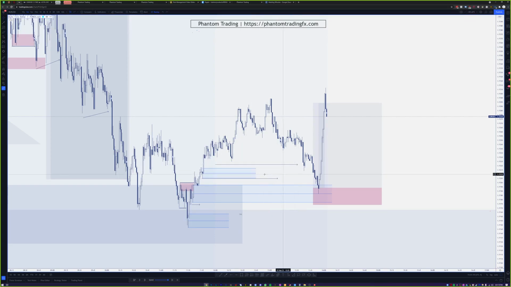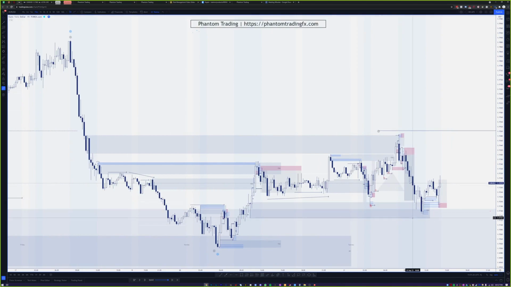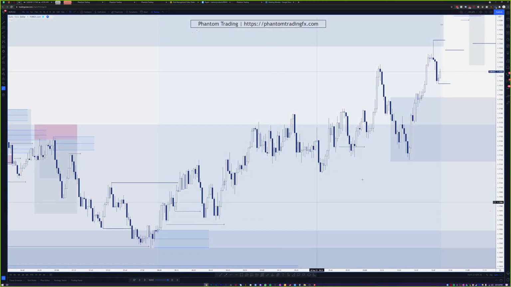So in 15 minutes, maybe it's in the equilibrium. Let's see. Yeah, we definitely went past the equilibrium of the 15 minute, but that to me isn't so important as much as if we're tapping into a refined zone. So I'll quickly show you that. Let's actually investigate that, and then we'll wrap up the call for the day.